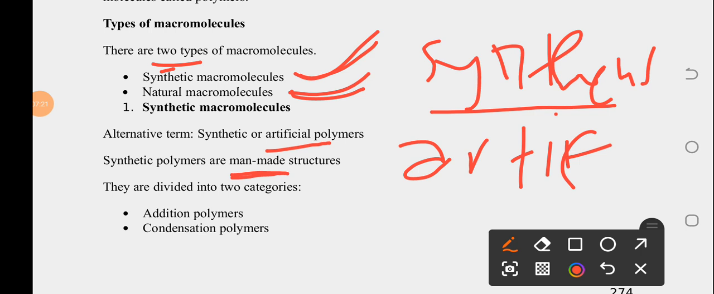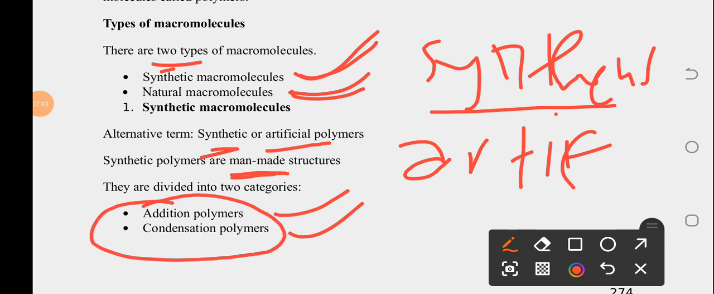Okay. So what you need to know also, before we can even talk about the second type of macromolecules, is that these synthetic polymers are divided into how many categories? Into two categories. The first one, we have addition polymers. The second one, we have condensation what? Polymers. So these two categories are falling under which type? Under synthetic polymers. I'm sure you're getting the point.